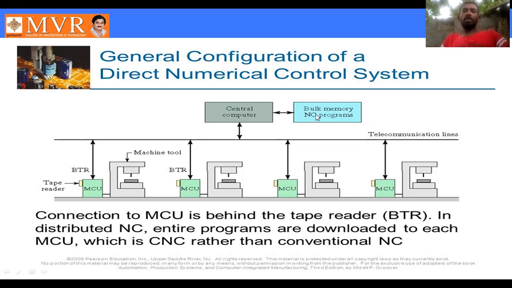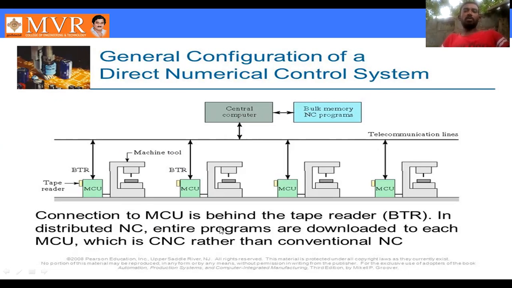So there is the bulk memory for NC programs in the central computer. Through the computer we give connections to the four machines. It directly controls and performs operations on these four machines. This type of layout we call direct numerical control systems.